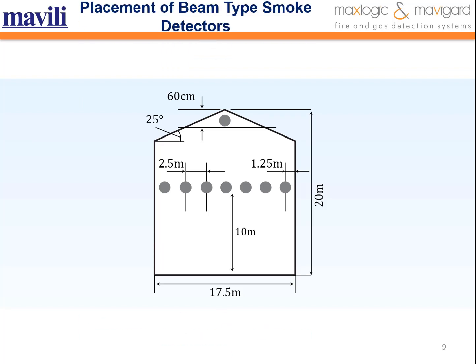The maximum horizontal distance between two detectors should be 25% of the installation height when detectors are not within the 10% zone. For example, if the floor to ceiling height is 20 meters and the detectors are 10 meters high, the distance between beam detectors should be 2.5 meters.